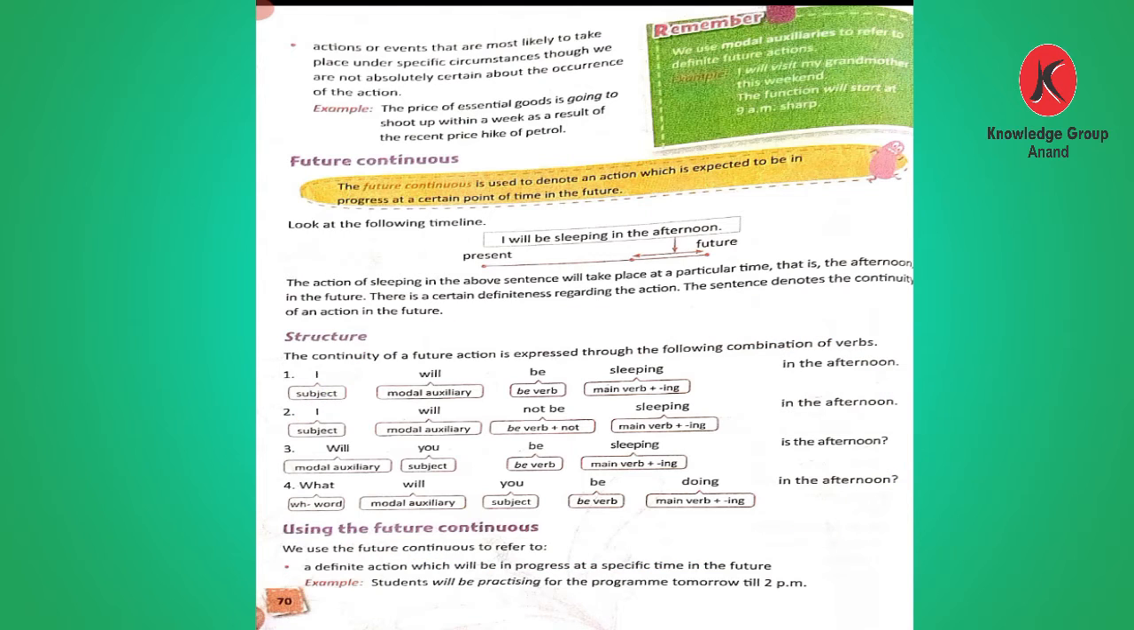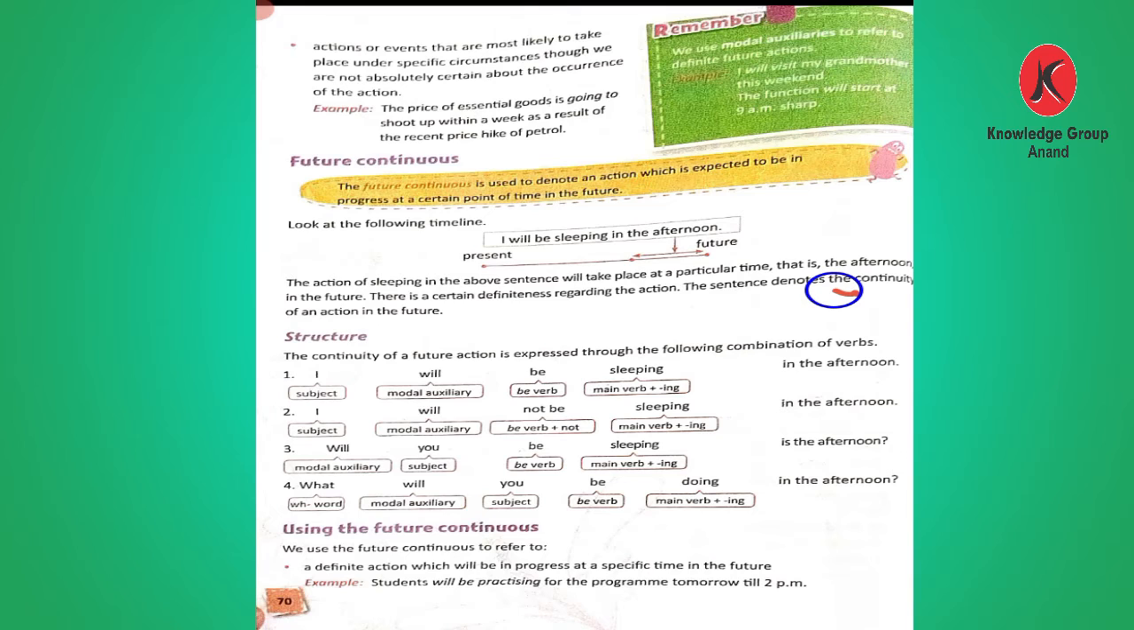Okay, now let us go to using the future continuous. So we use the future continuous to refer to a definite action which will be in progress at a specific time in the future. A definite action. A definite means action surely going to take place in the future time. So the sentence is given here. Students will be practicing for the program tomorrow till 2 p.m.